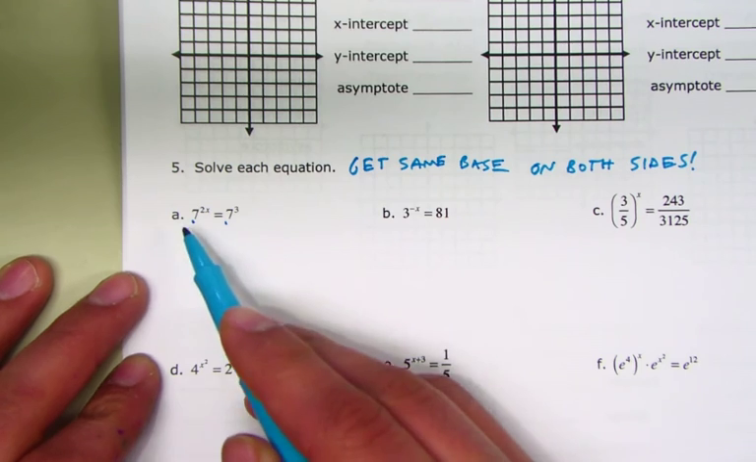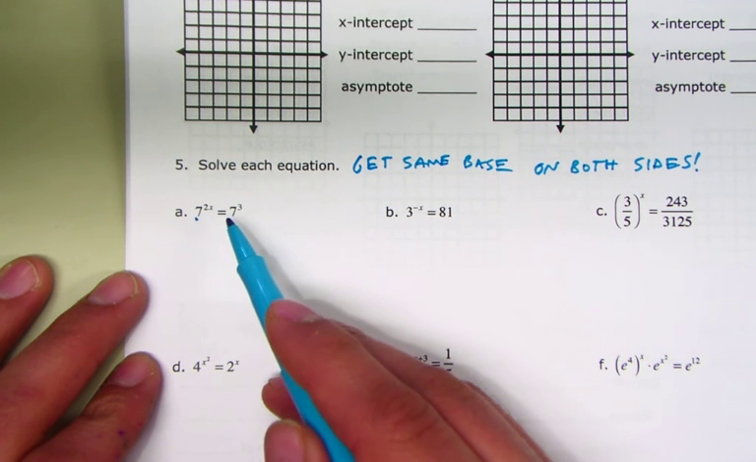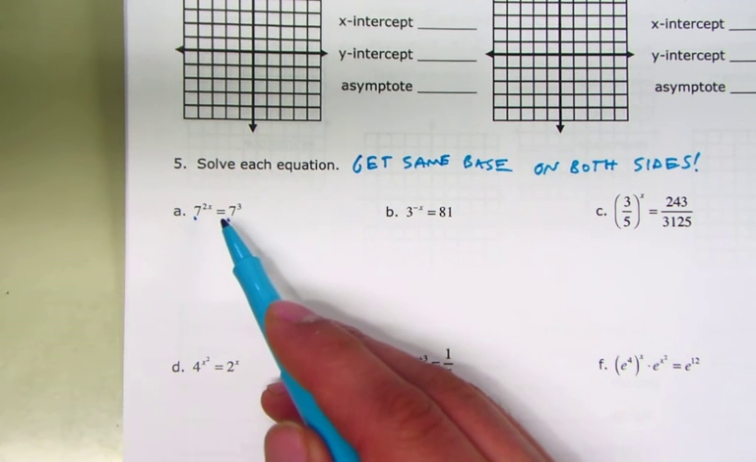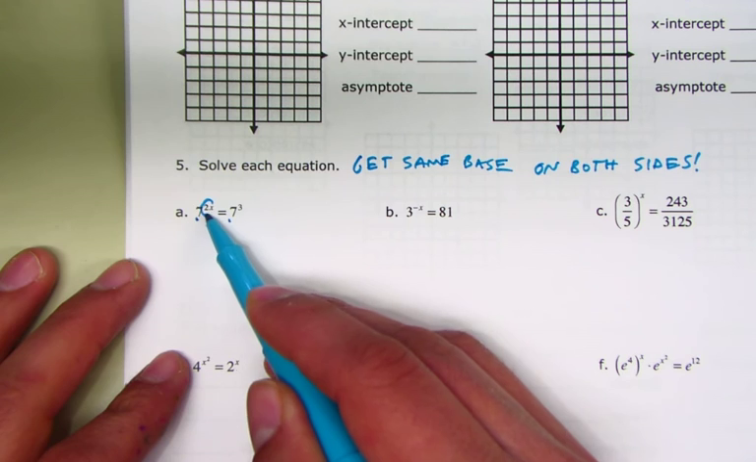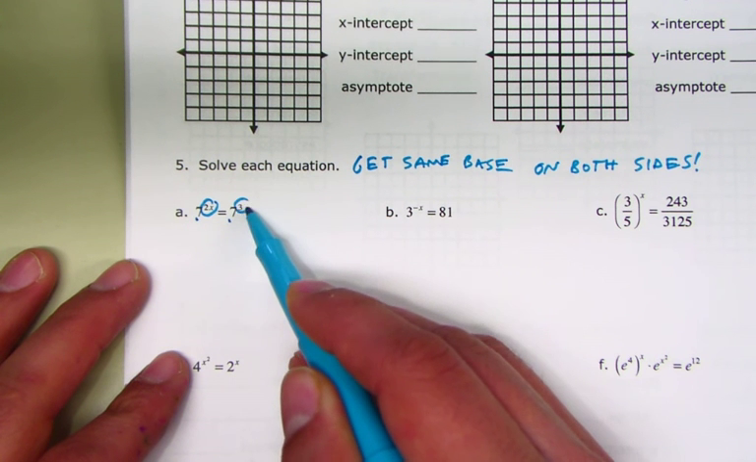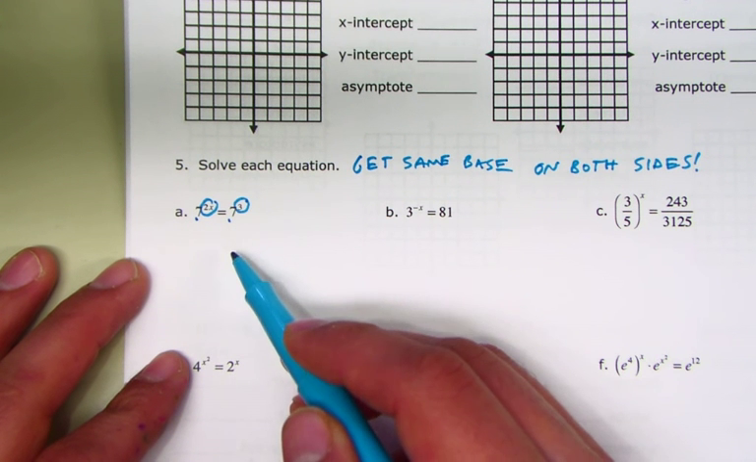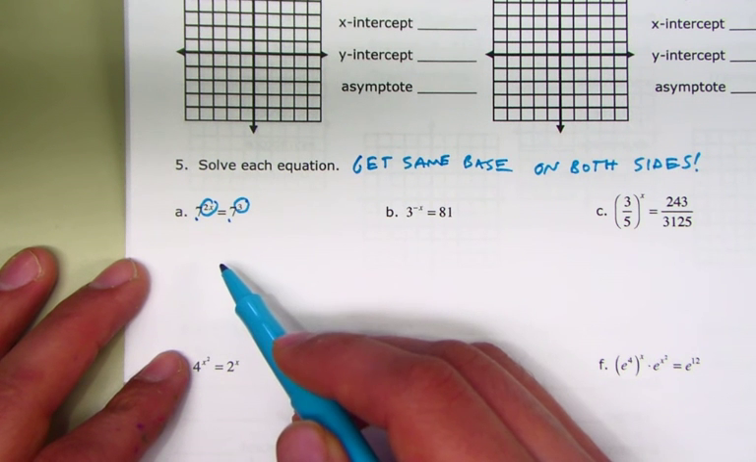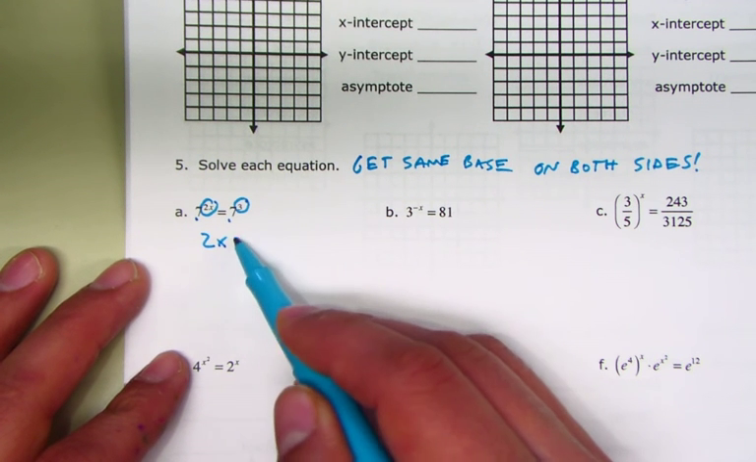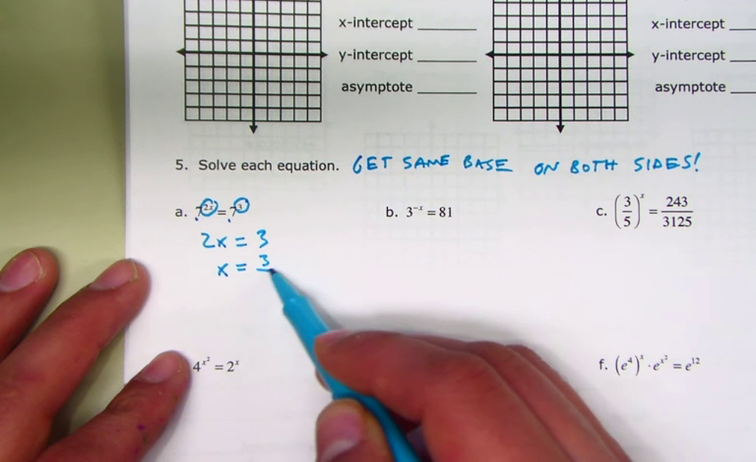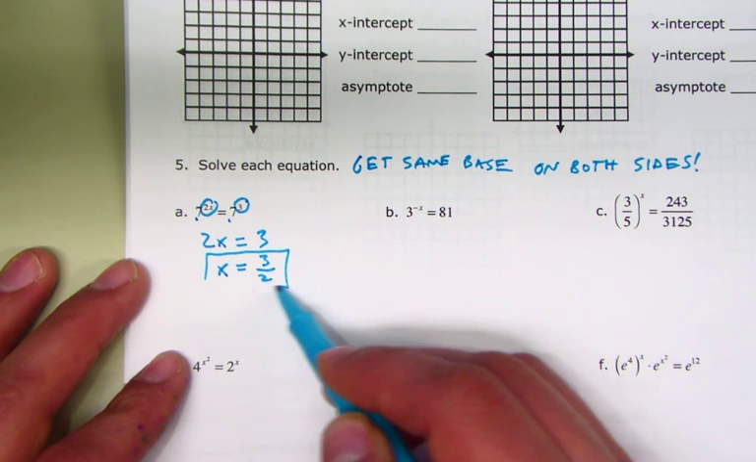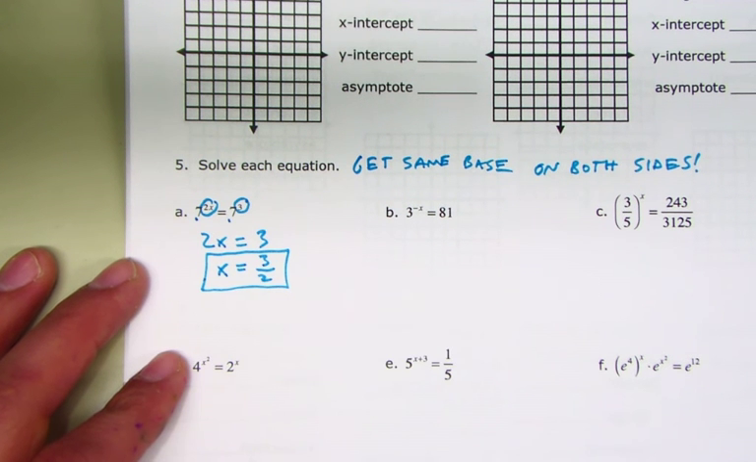So for this first problem, what base do we have? 7. So we already have the same base, right? Then that means that whatever this exponent is has to equal whatever that exponent is in order for these two things to be equal. Does that make sense? So then 2x must equal 3. In other words, x is going to be 3 over 2. Okay? Does that make sense?